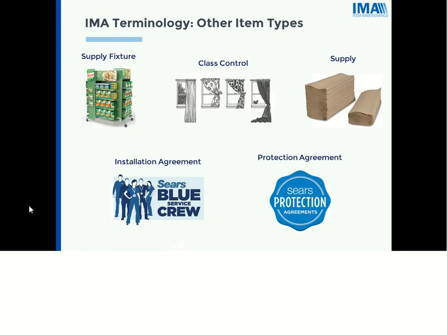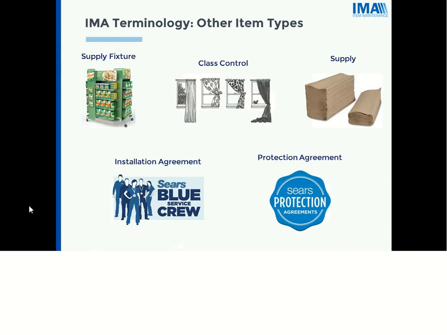There's a supply fixture. If it's going to be in our stores, we have to have it built in IMA so we can order it. There's a class control item, and the best example of this would be for curtains. With curtains, you have such a wide range of lengths and widths that can be bought in the store. Instead of creating a different item number for every single one of those, they're placed in the same item number as a class control item.